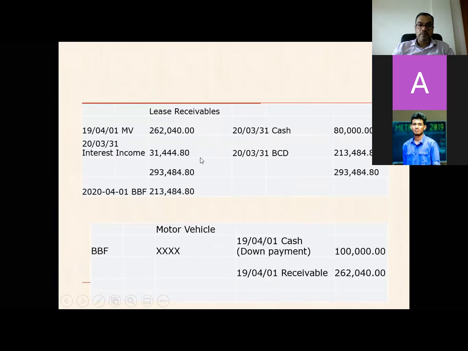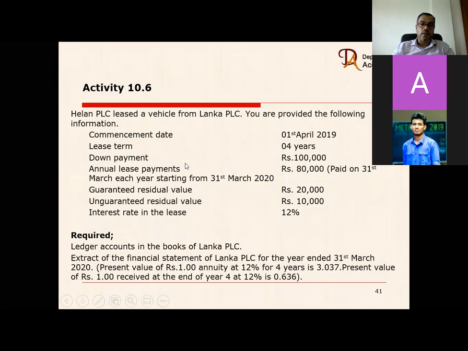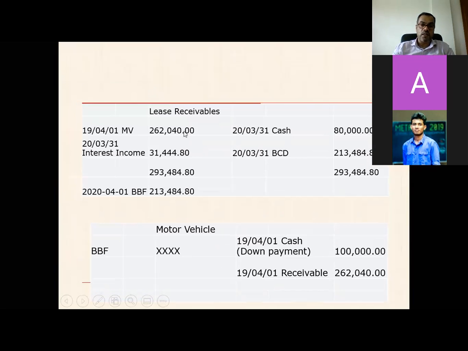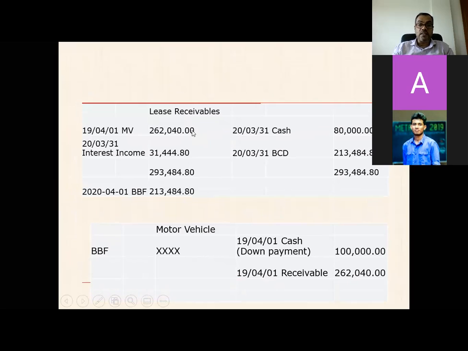Then the lease receivable. Initially, what you can do in the final books or the balance sheet, if you take this thing as 362,053, that is the initial amount to be recorded here. But immediately you take a down payment 100,000. Automatically, this is the net amount. For the simplicity, if you take the net investment available after having the down payment, it is 262,000, no problem. So that is there.